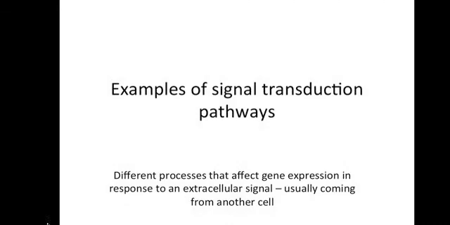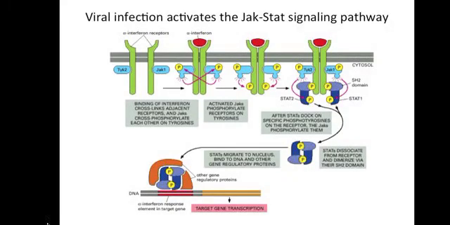Okay, so I'm giving you guys a few examples, right? So these are different processes that affect gene expression in response to some kind of extracellular signal, usually coming from another cell. These are examples. Do not freak out. People freak out when I show signal transduction pathways. Do not freak out. I do not want you to memorize them. I don't want you to know them. I want you to understand the concept. Okay, so I'm showing you, I think, 2 or 3.